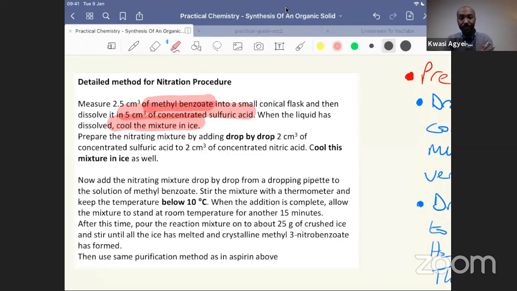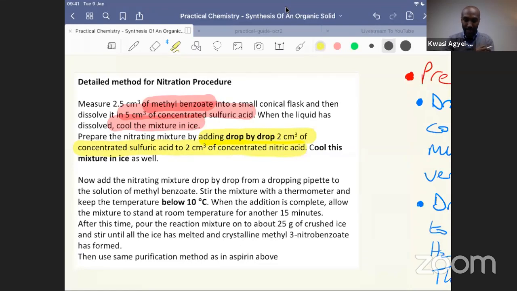Okay, so we've prepared our solution of methyl benzoate in concentrated sulfuric acid. The next thing we want to do is look at how to make the nitrating mixture. It says here you're going to prepare it by adding drop by drop 2 cm cubed of concentrated sulfuric acid to 2 cm cubed of nitric acid. It is incredibly important that you do this dropwise because it is a very exothermic process, and you want to control the time over which that heat energy is released.